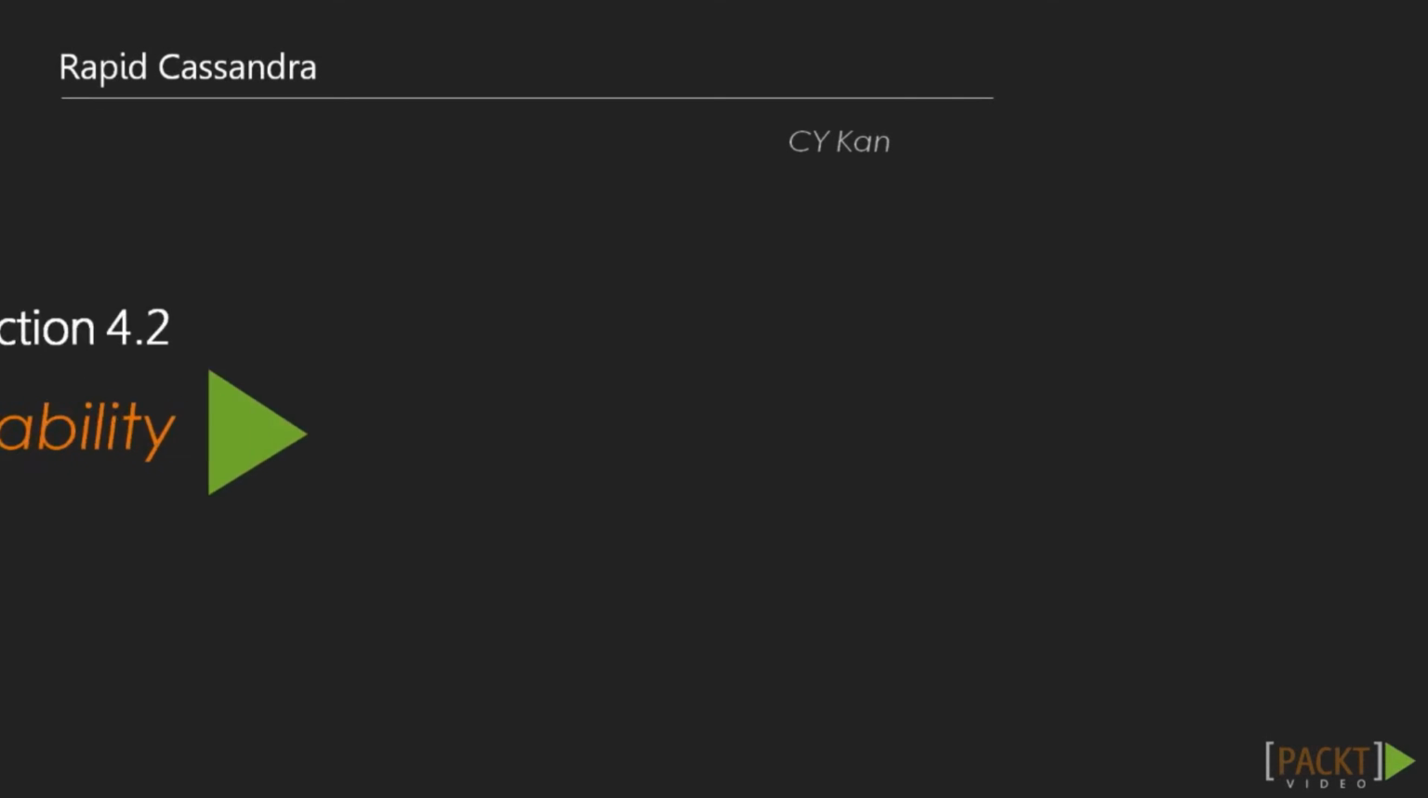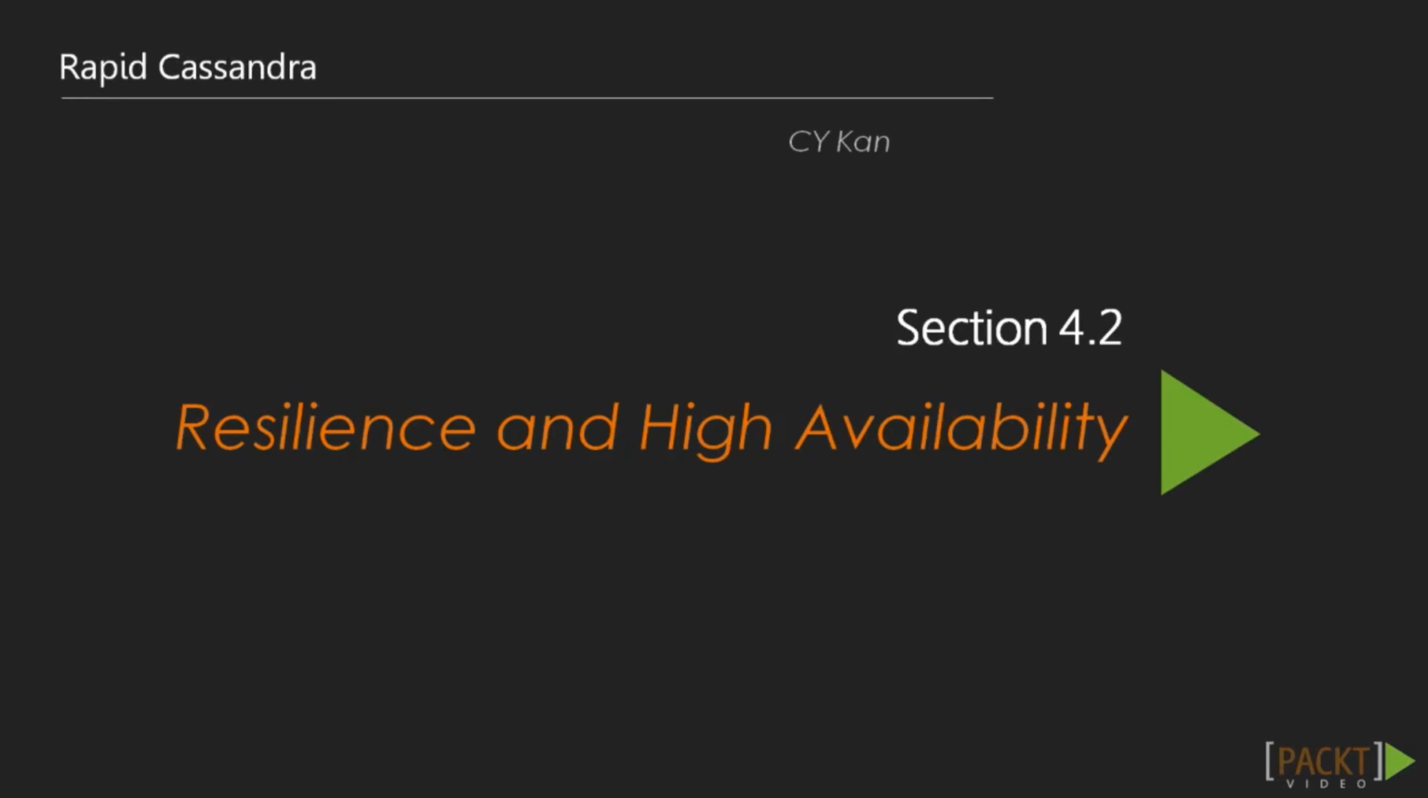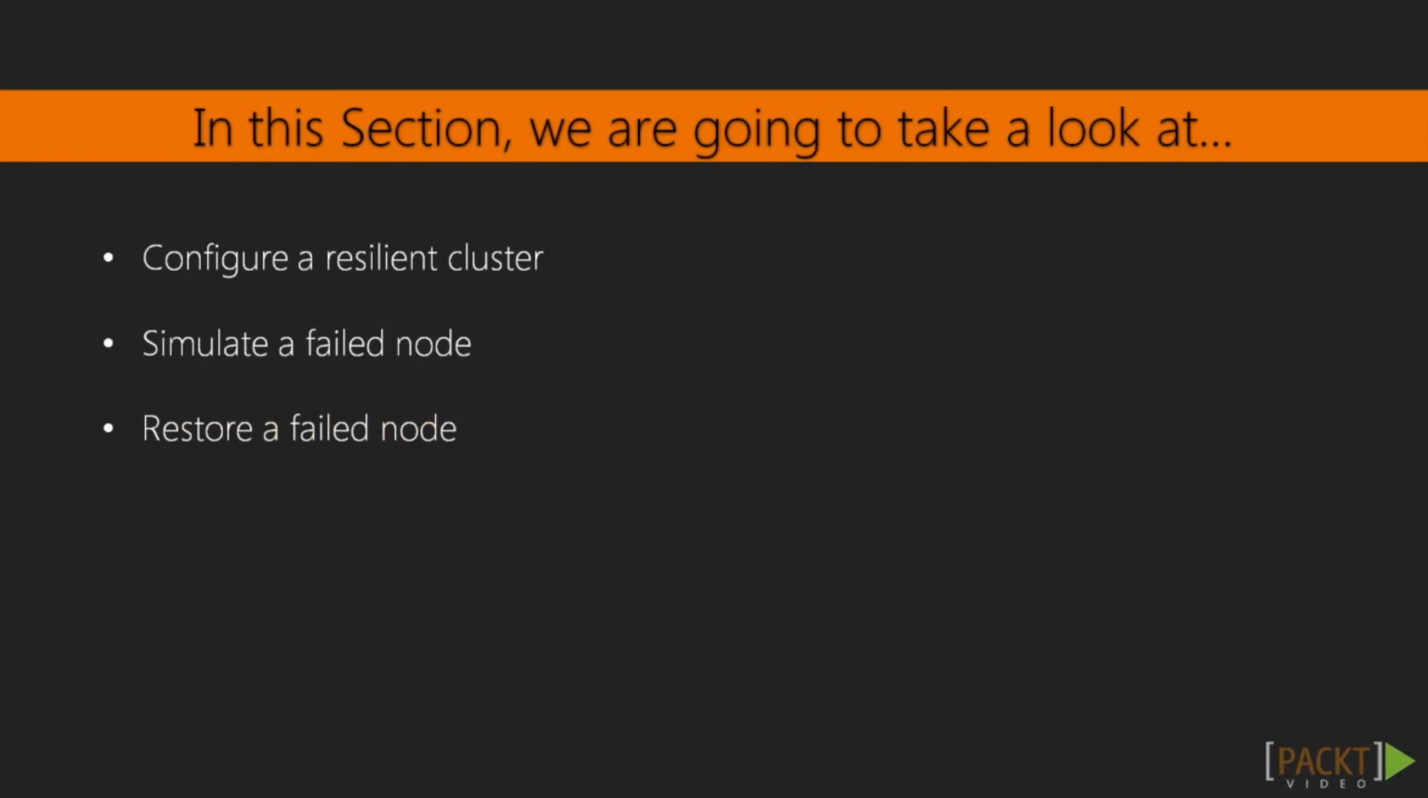Welcome to the second video of Section 4 of Rapid Cassandra. In this video, we'll look at making a resilient Cassandra cluster. We'll learn about how to configure a resilient cluster by data replication. Then, we'll simulate a node failure scenario to test the effectiveness of the resilient cluster. We'll also restore the failed node afterwards.